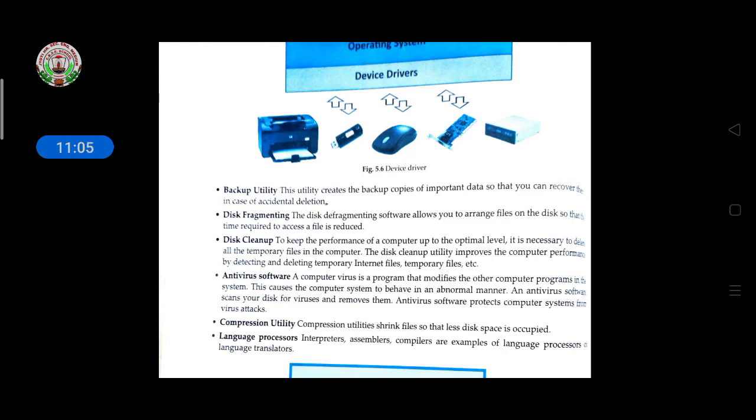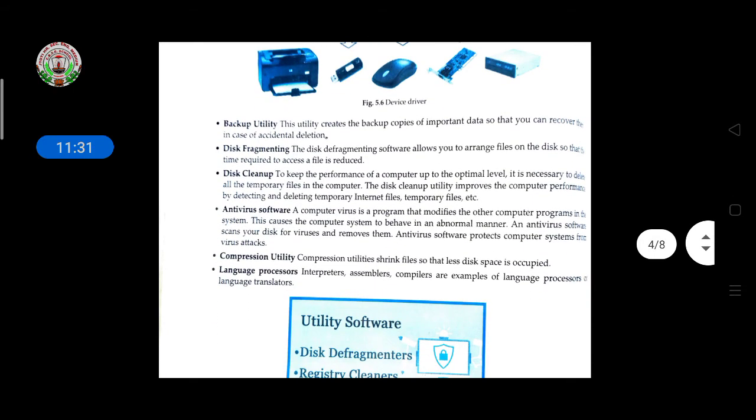Then compression utility shrinks files so that less disk space is occupied. If your storage device is smaller than your data, first you have to compress, meaning squeeze the data, and then afterwards if you are sending it somewhere, it is easy to send. And then language processor: interpreter, assembler, and compiler are examples of language processors or language translators, which we learned earlier.